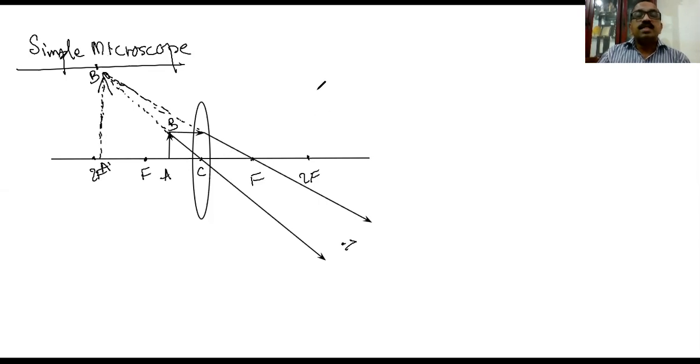Yes. Next thing is, we have a term to define and to derive the expression for, that is called magnifying power. Okay. So let us define and derive the expression for magnifying power. Magnifying power of a simple microscope is, generally speaking, for a microscope, the magnifying power is defined by the ratio of two angles, theta I and theta O.